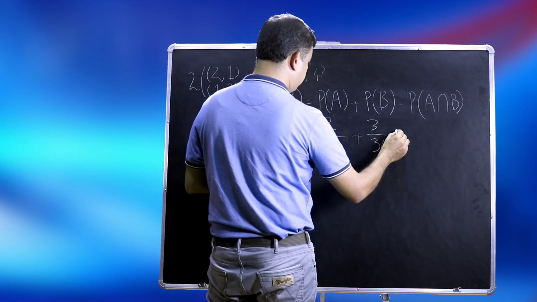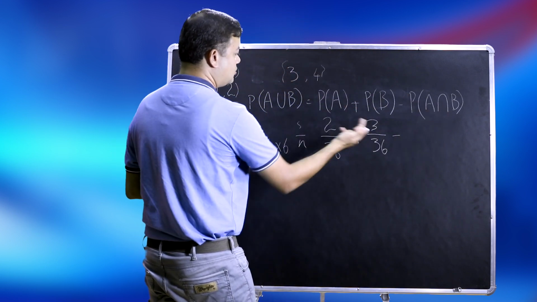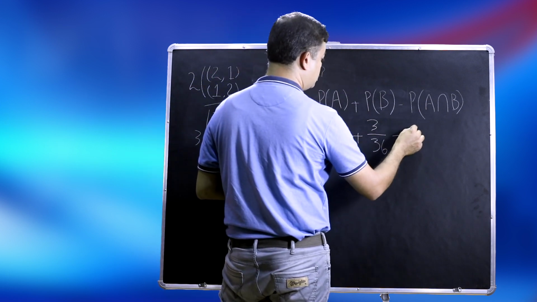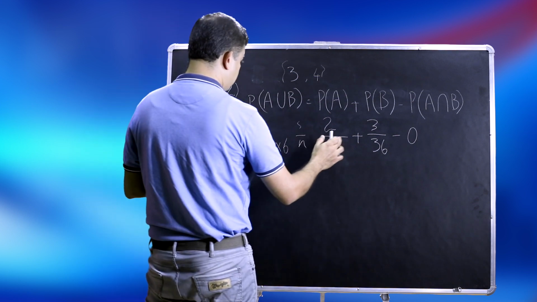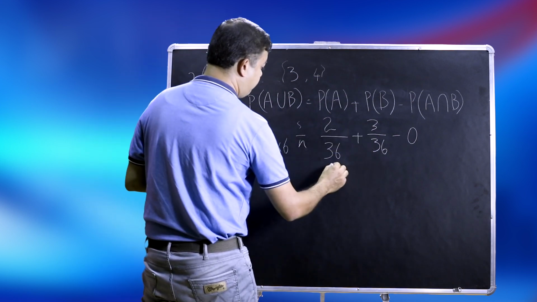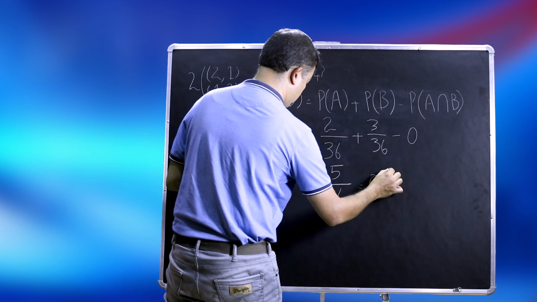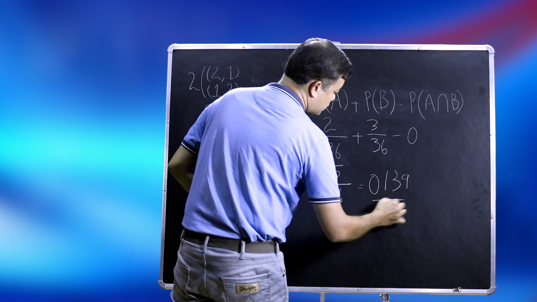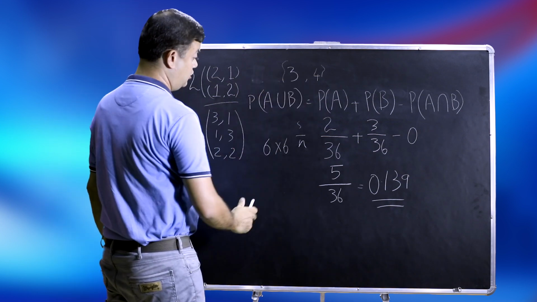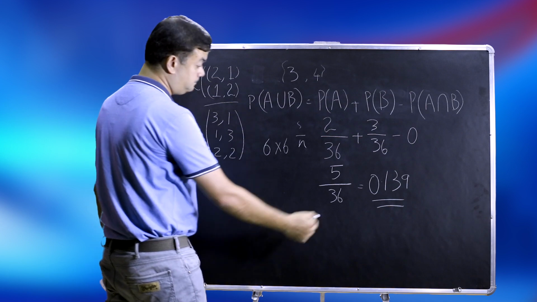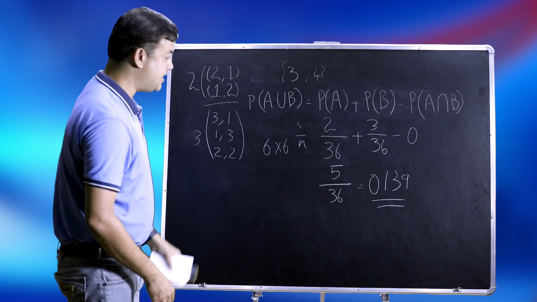Subtracted with probability of A and B. There is no way to get 2 and 3, so there is absolutely nothing, because this is an independent set. So in this case, the total probability is 2 plus 3, which is 5 divided by 36, equal to 0.139. So this is the probability of getting the sum of 3 or 4 in 2 subsequent dice throws. As one can see, the probability is quite low, because it's only a 13.9% chance.